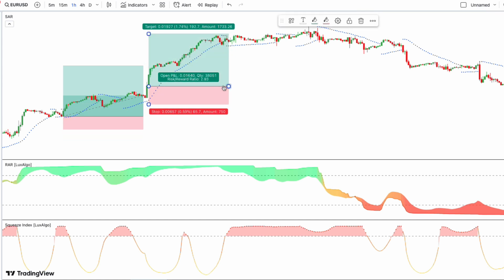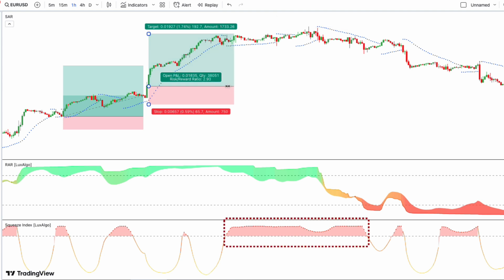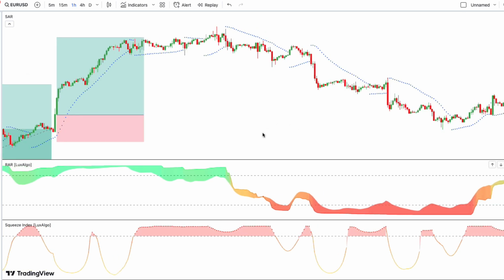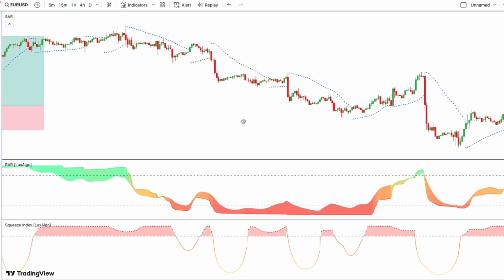From here, the squeeze became red but it didn't go back below 80, and it shows that the market is not trending here in this part. And we wait until a new trend is established, which from here, the Rainbow RSI became red and tells us that the market is in a downtrend.